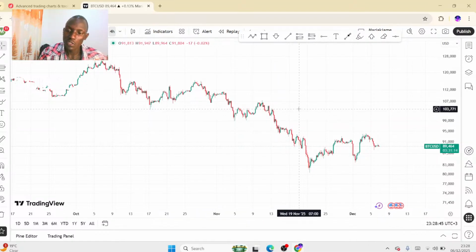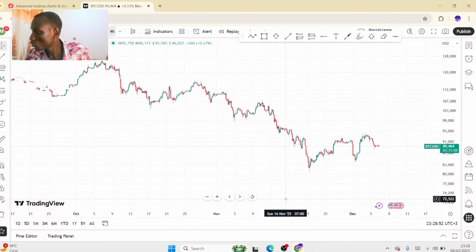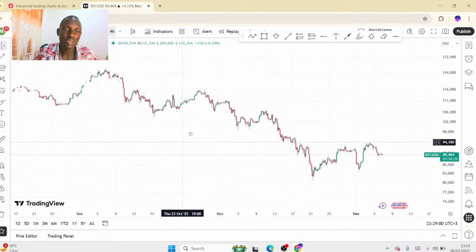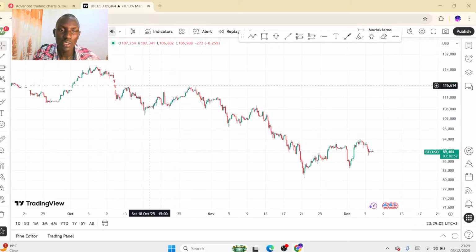So we shall use trend lines, guys. We are going to use trend lines here. I don't know why the stream is lagging. My network. So this is it. Simply, we are going to draw trend lines here.